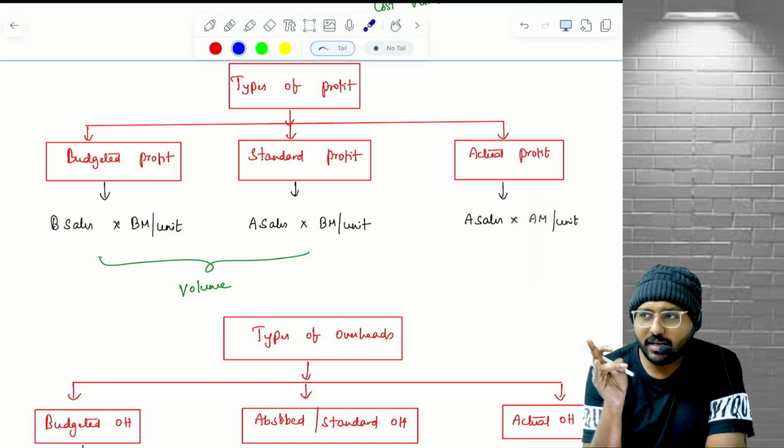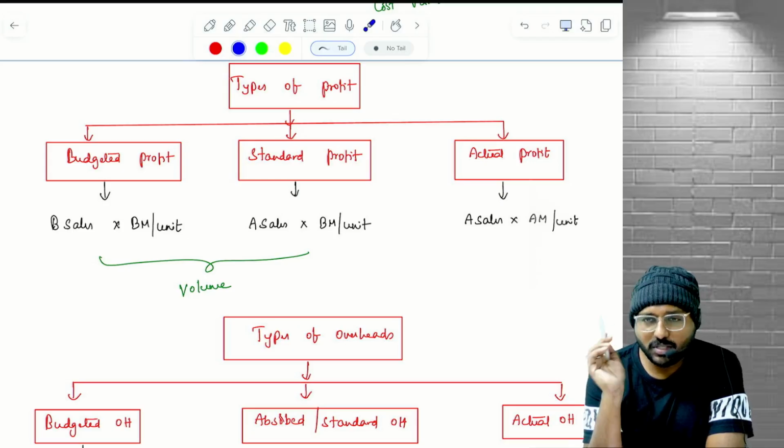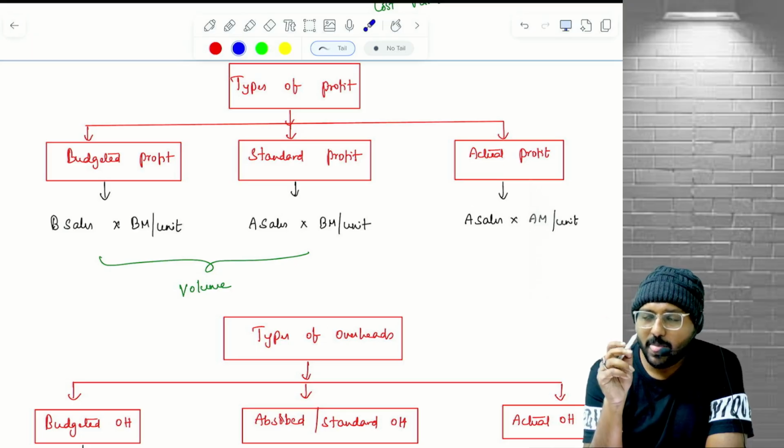Budgeted cost, standard cost, actual cost. What is budgeted cost? Budgeted output into budgeted cost per unit. What is the other name for budgeted cost per unit? Standard cost per unit. Okay. Next, coming on to the second one. What is the second one? Standard cost.